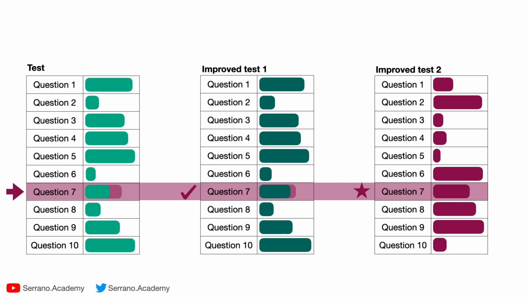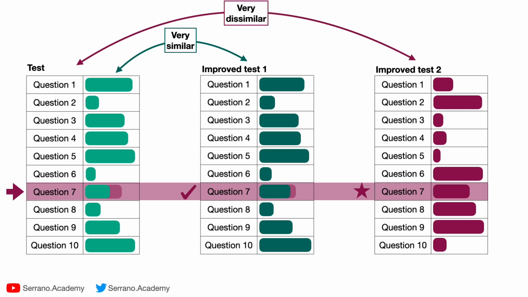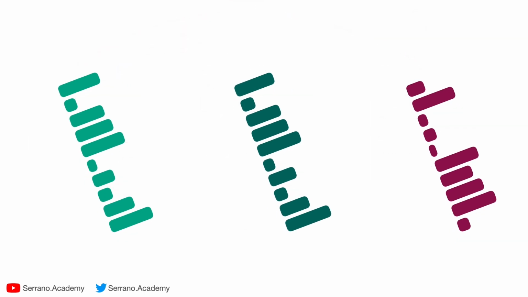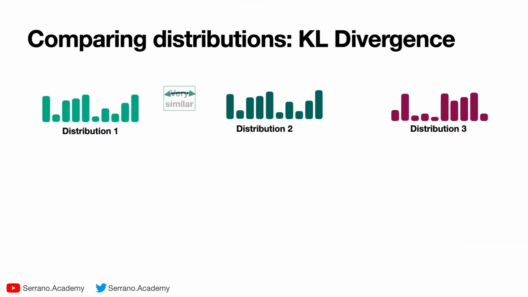Well, we need a metric for how similar tests are. So the original test and the improved test 1 are very similar. However, the test and the improved test 2 are very dissimilar. So we need a way to measure how similar these tests are, and that measure is going to be KL divergence. KL divergence is actually a way to compare distributions. So these two are very similar and these two are very different.